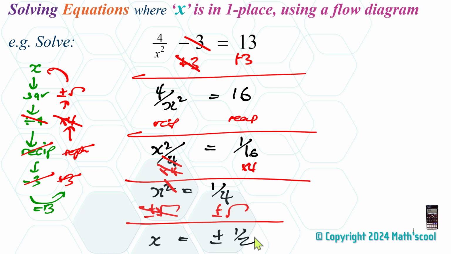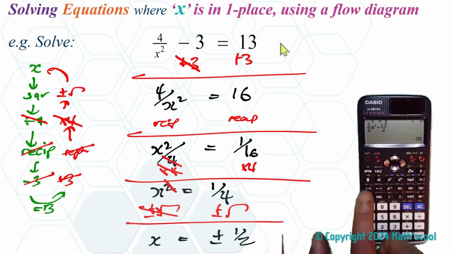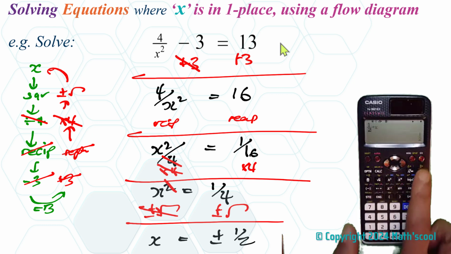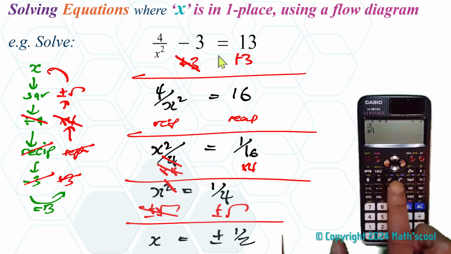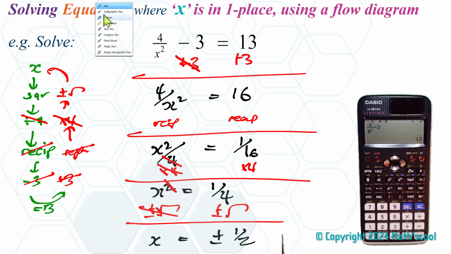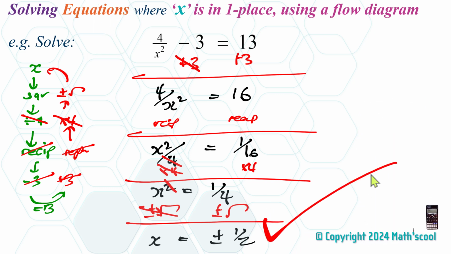This time I think I'll check the positive a half rather than negative one. So 1 over 2 store as x, and then I'm just going to type this in, so 4 over x squared minus 3. It should be 13, it is 13, so I can write tick and checked.